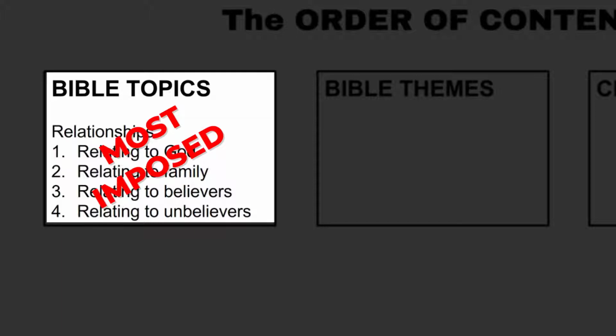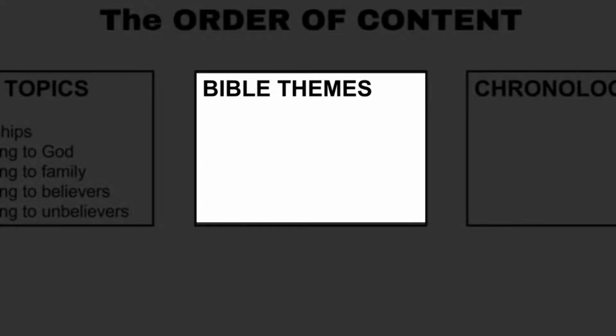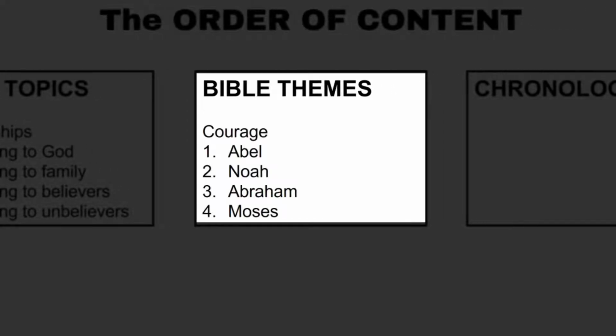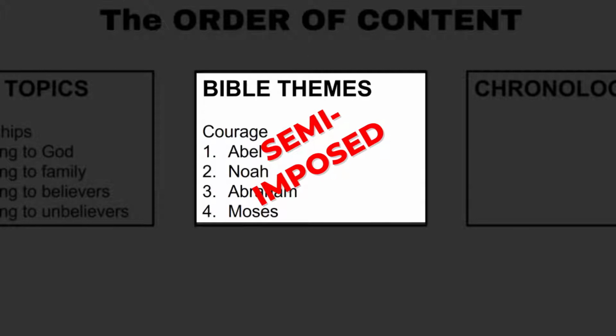This is the most imposed type of structure since the teacher determines the topic first and then comes to Scripture to support it. Your sequence might be arranged around a theme, like courage. In the Pentateuch, you could develop the passages that demonstrate courage or the lack of courage, and your main characters might include Abel, Noah, Abraham, Moses. This is a semi-imposed structure. The teacher sees a theme that is there, but then selects the scriptures that support it.